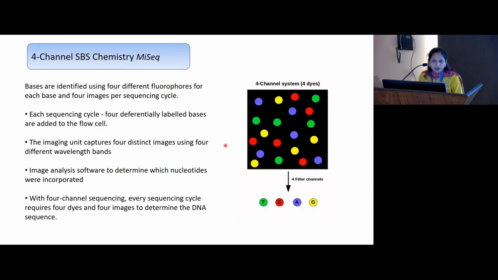So in 4-channel SBS chemistry, bases are identified using 4 different fluorophores. In each sequencing cycle 4 differentially labeled bases are added to the flow cell. The imaging unit captures 4 distinct images using 4 different wavelengths. Image analysis software determines which nucleotides are being incorporated. And with 4-channel sequencing, every sequencing cycle requires 4 dyes and 4 images to determine the DNA sequence.